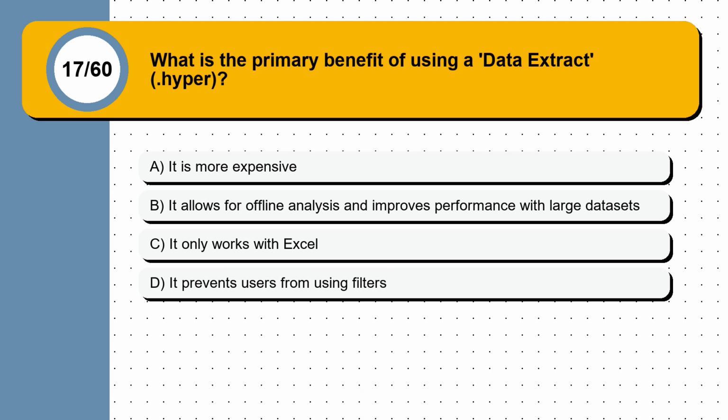Question 17. What is the primary benefit of using a data extract? Option A, it is more expensive. Option B, it allows for offline analysis and improves performance with large datasets. Option C, it only works with Excel. Option D, it prevents users from using filters.